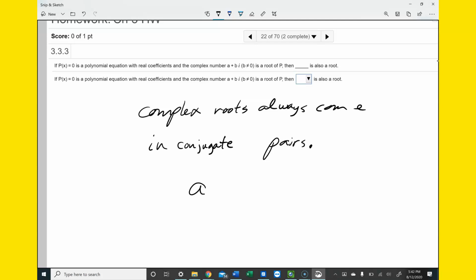So if a plus bi is a root, then a minus bi is also a root. So if you had 3 plus 2i, you'd also have 3 minus 2i. If you had negative 5 minus i, you'd also have negative 5 plus i as a root. They always come in those conjugate pairs.